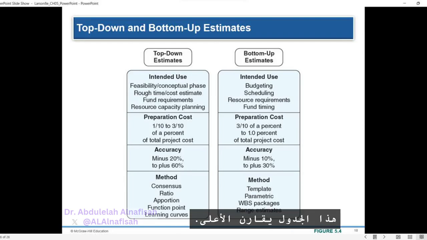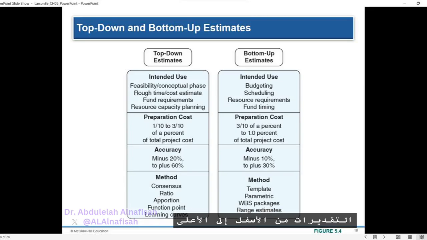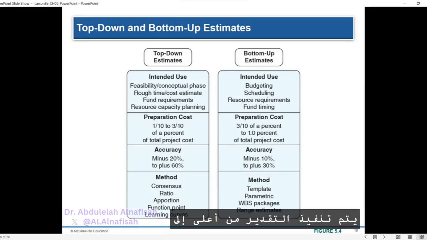As you see, this table compares top-down and bottom-up estimates in project management. Top-down estimate is done in the feasibility/conceptual phase to get a rough idea of the project cost. It uses methods like consensus, ratio, apportionment, function points, and learning curves. Accuracy is typically wide, ranging from minus 20% to plus 60% of the actual cost.